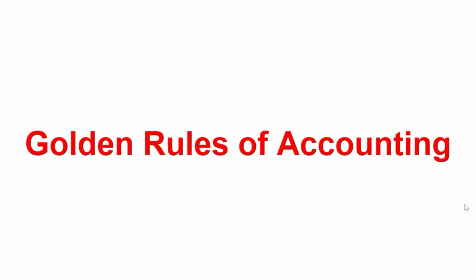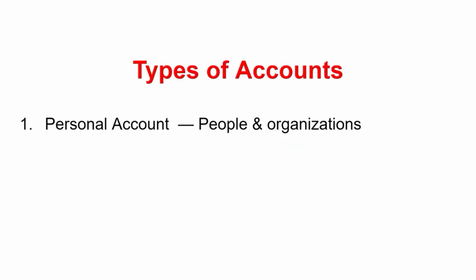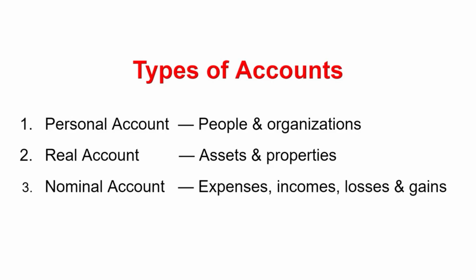The golden rules of accounting, the foundation of all accounting entries. There are three types of accounts: personal account related to people and organizations, real account related to assets and properties, and nominal account related to expenses, incomes, losses, and gains.